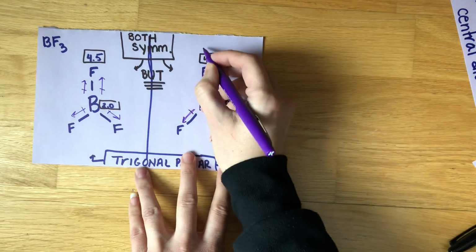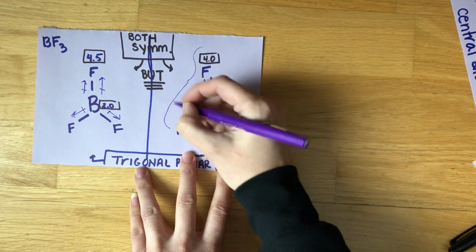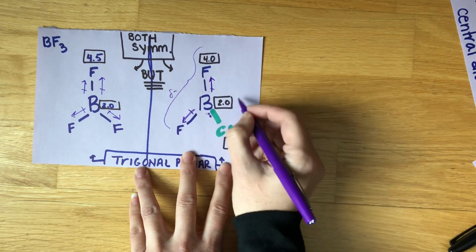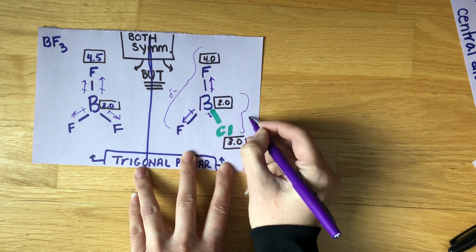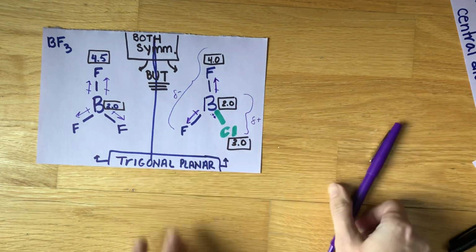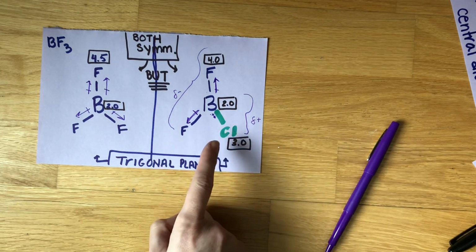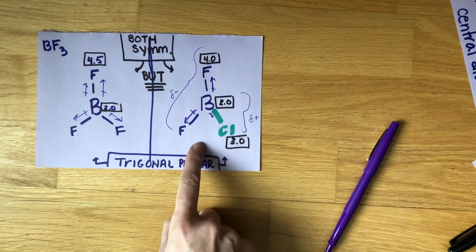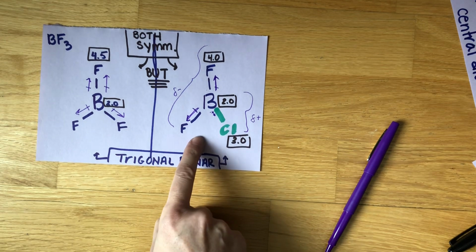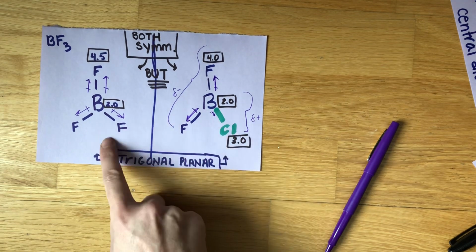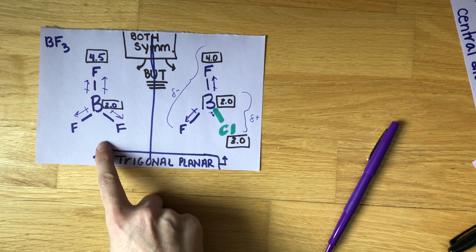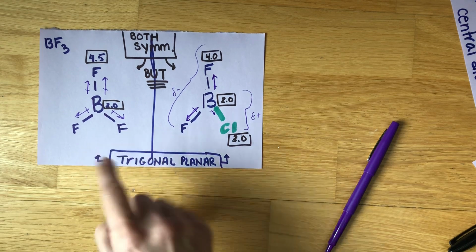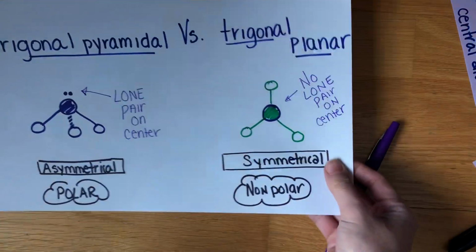Which means this side over here is going to be slightly more negative versus this side over here, which is going to be slightly positive. That unequal pulling makes this one right here polar, giving it poles, versus this one being non-polar, evenly distributed. Okay, let's take a look at some other examples of shapes.